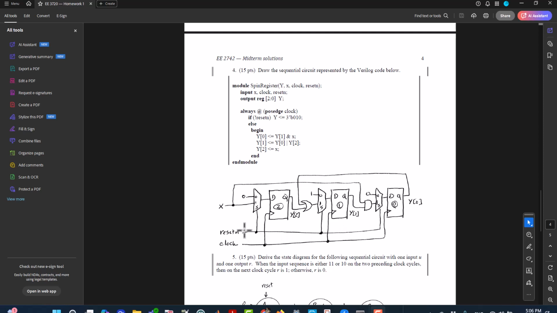Now, we also have this thing here that's called reset in. And so we know we're going to have that in there somewhere, so we'll put that in. And it can go to a flip-flop. But in this case, we're going to send it, let me look at this a little bit closer.